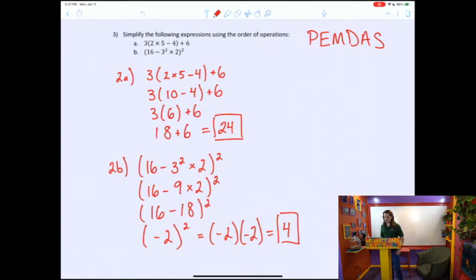So the answer to, oh, I'm sorry, I wrote 2 here. This is question 3. My apologies. So the answer to 3A is going to be positive 24.